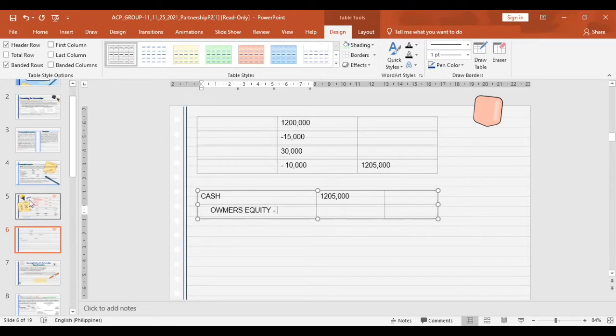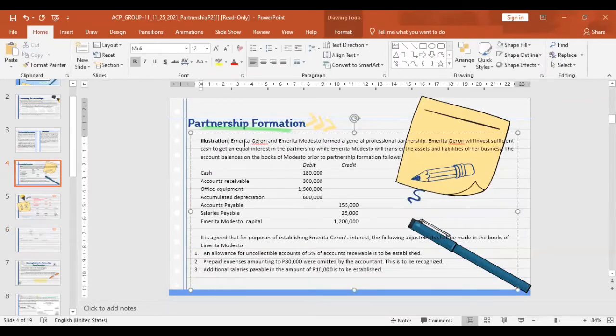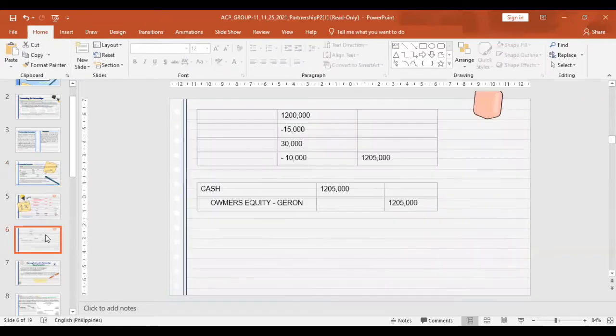Kay Emereta Geron. Ganyan. Emereta Geron. Ganyan yung entry niya. So, if tinanong, dito sa problem na to, kung magkano yung ibibigay ni Emereta Geron na cash, ito yung sagot. 1,205,000.